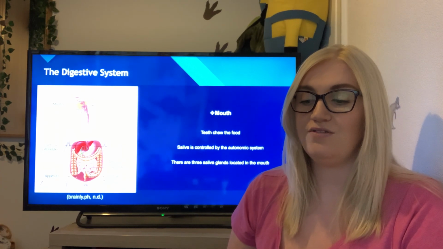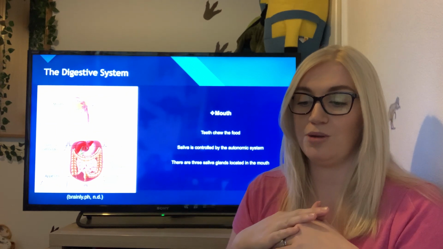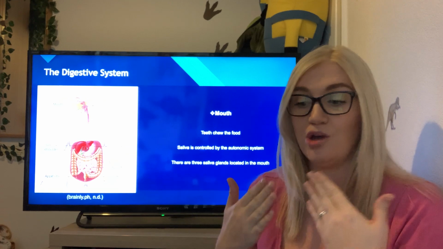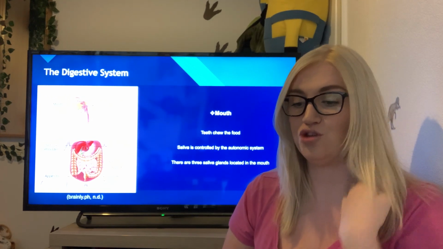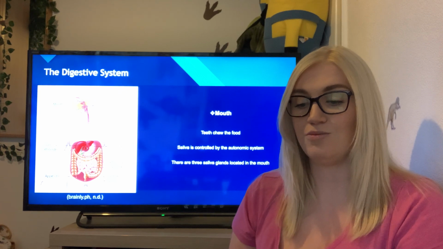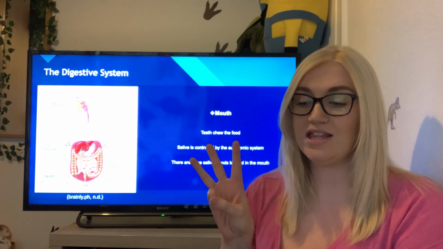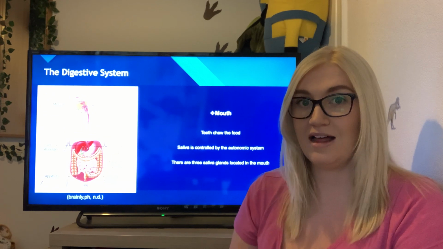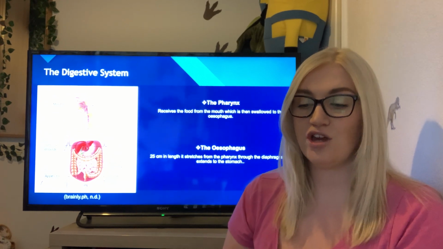Starting with the mouth, our teeth chew food which breaks down the food into smaller pieces, and the tongue combines the food with saliva during mastication, which is chewing. The food then moves into a bolus travelling down the esophagus when swallowed. Saliva is controlled by the autonomic system, which is stimulated by hunger. There are 3 salivary glands located in the mouth, which keep the mouth moist and soften the food, and it's also slightly alkaline. Before it gets to the esophagus, it goes to the pharynx.